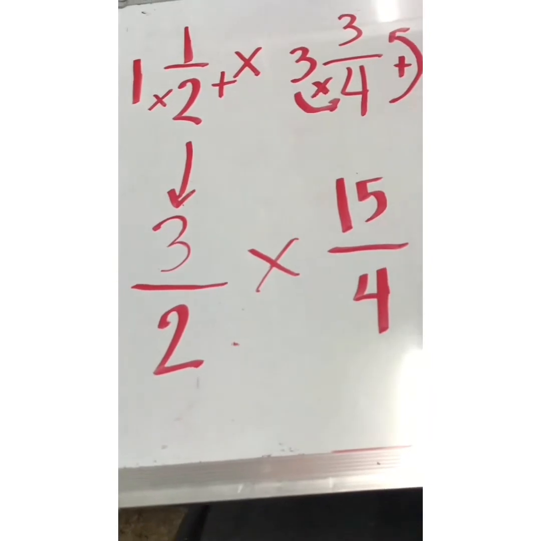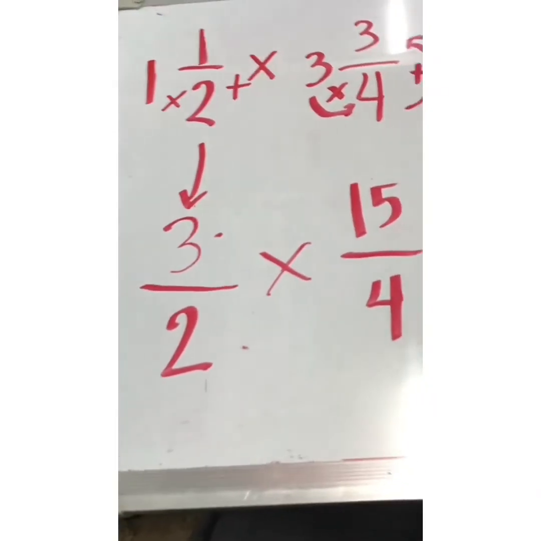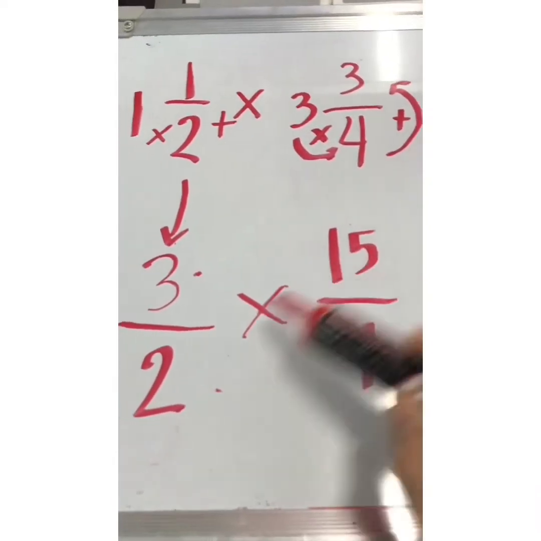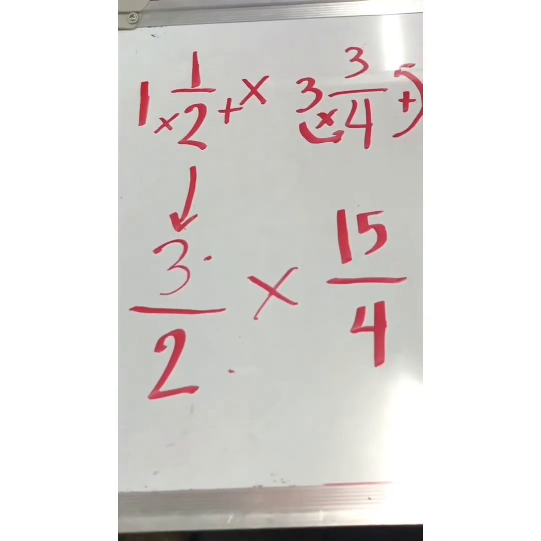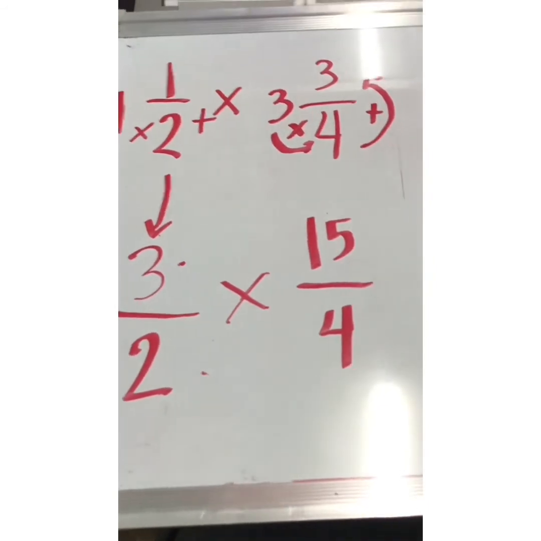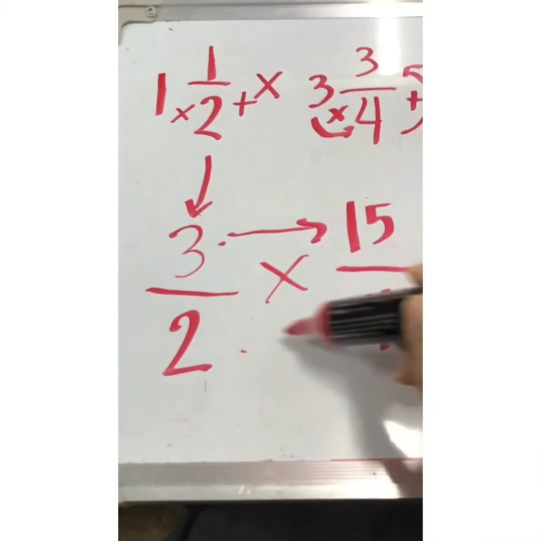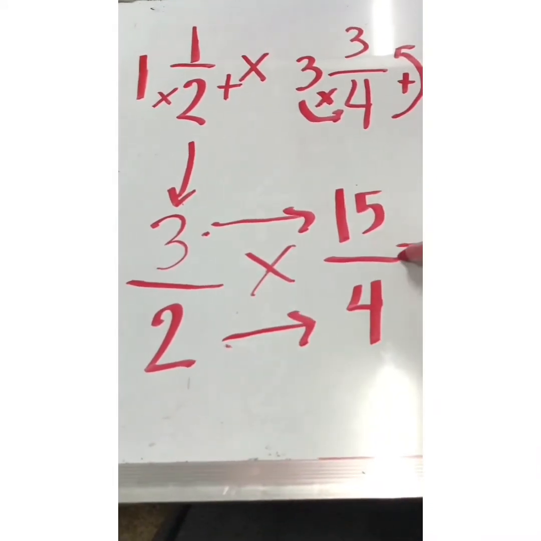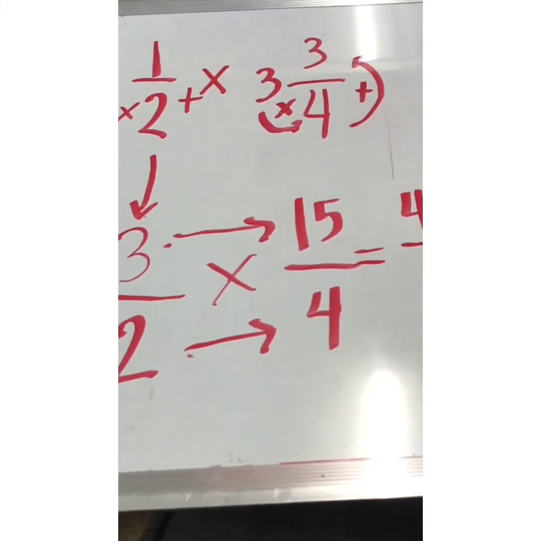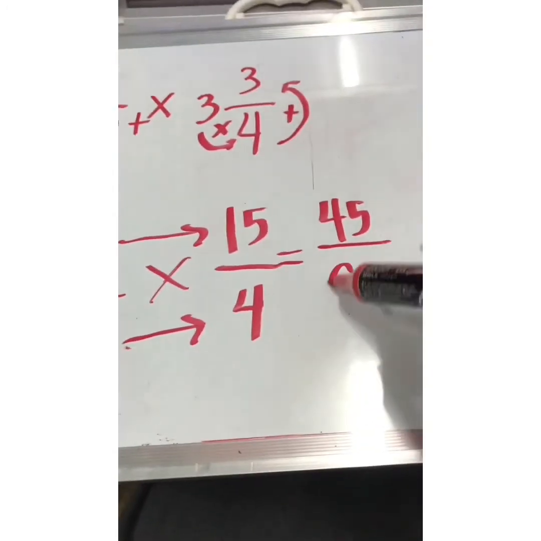Now, check if we can simplify. Can we simplify 3 and 2? Do they have a common factor? No. How about 3 and 4? No, as well. 15 and 2, do they have a common factor? No. How about 15 and 4? Okay, none. Now, if they don't have a common factor, we can multiply numerator by numerator, denominator by denominator. So 3 times 15 will get 45, over 2 times 4 will get 8.